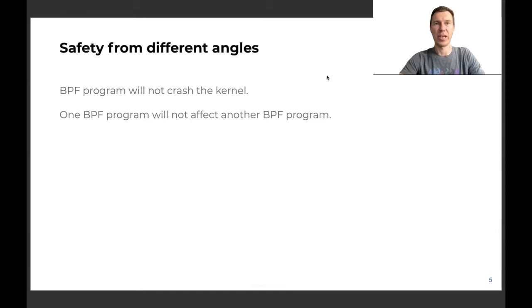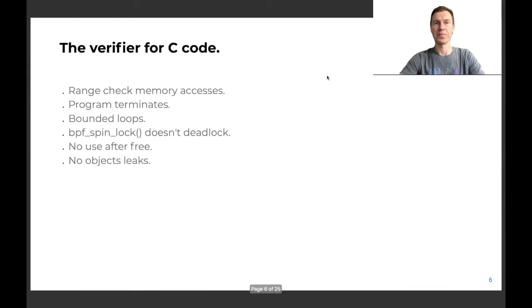BPF changed this dogma. It brought safety to kernel programming. BPF gives developers freedom to make mistakes in their code without crashing the kernel. And when the program is polished and bug-free, BPF infrastructure enables developers to keep it safe. Another developer will be making mistakes in their program, and they will not affect your program. That is a different angle of safety.